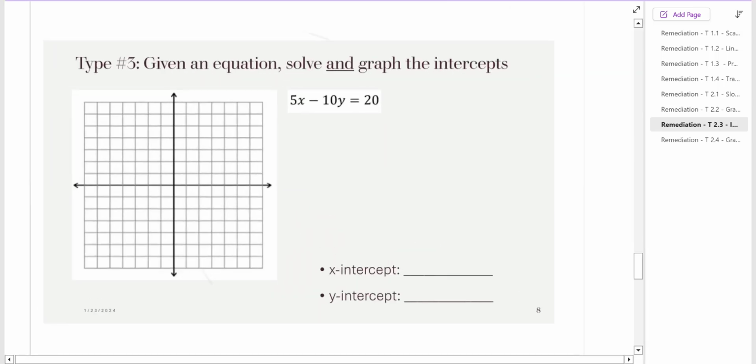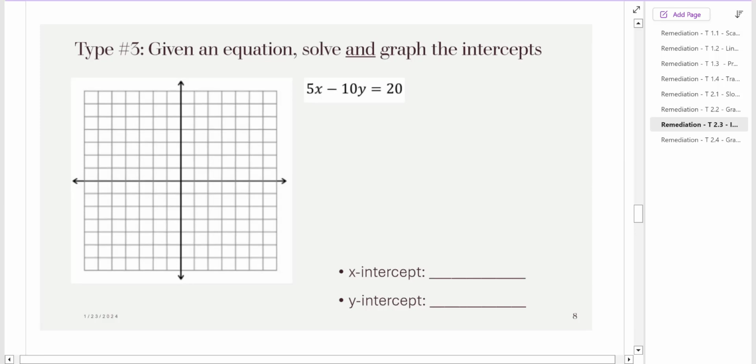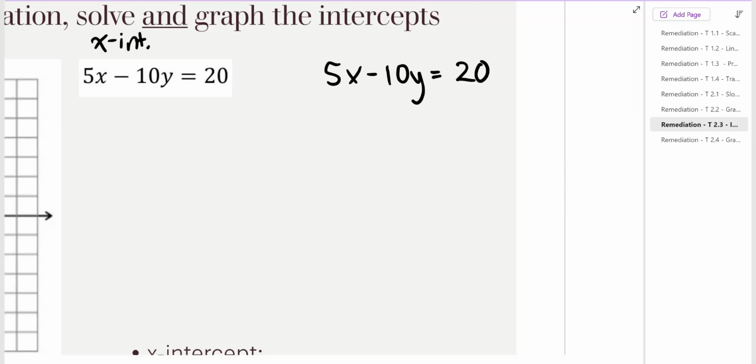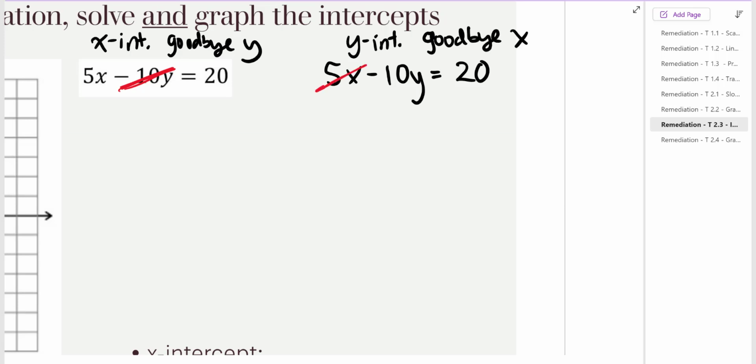All right, and then the last type of problem is if you're given equations, solve and graph the intercepts. Okay, so we're going to do the same thing. We have to solve it 2 times. Okay, so x-intercept, goodbye y. And then y-intercept, goodbye x. And then draw the line.